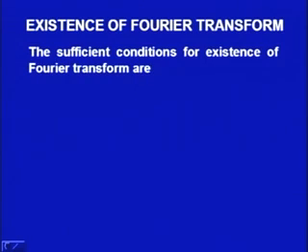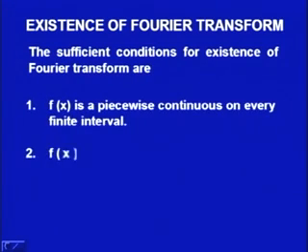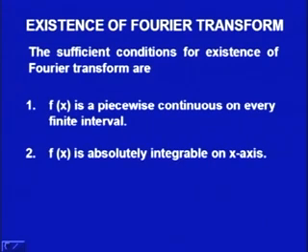First is the existence of the Fourier transform. The sufficient conditions for the existence of Fourier transforms are: first, f(x) is piecewise continuous on every finite interval. Second, f(x) is absolutely integrable on the x axis. As we have seen, these are the conditions for the existence of Fourier integrals, the existence of Fourier series, and the existence of Fourier cosine and sine transforms.